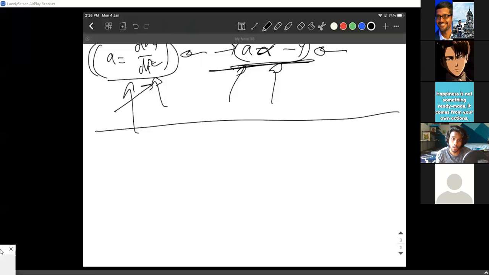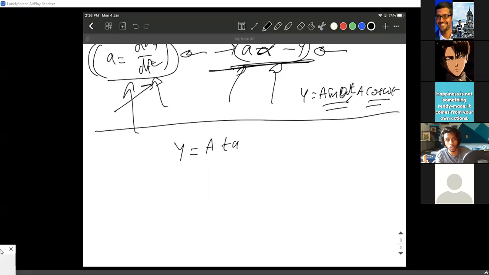Now, let's talk about the thing that Aniket was saying. The value has to be bounded. So if I give you y equals a sin omega t or a cos omega t, or anything which is sinusoidal or cosinusoidal, it is an SHM. That we already know.